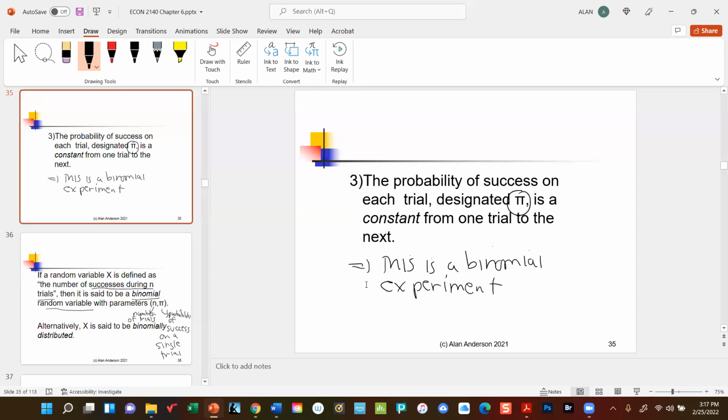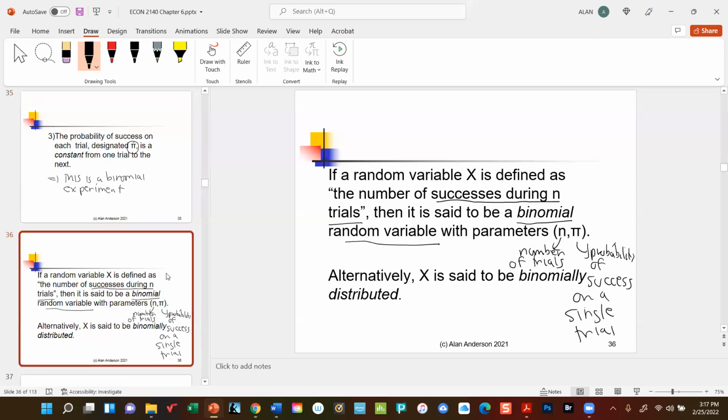So if all 3 of these conditions are met, then the experiment that we're carrying out is formally known as a binomial experiment. And if that's the case, we can define a very special random variable called x, which is meant to represent the number of successes that occur on n trials of the experiment.